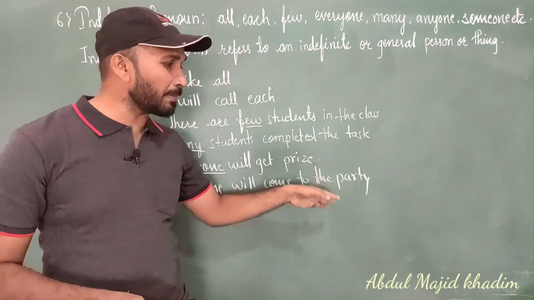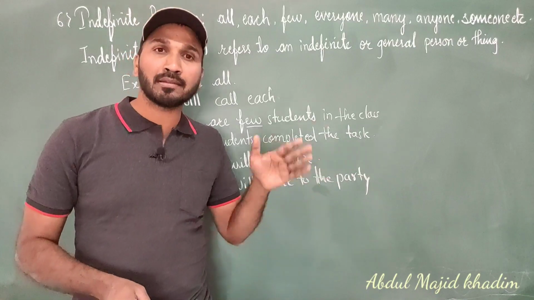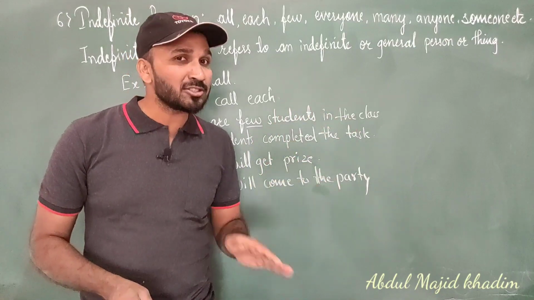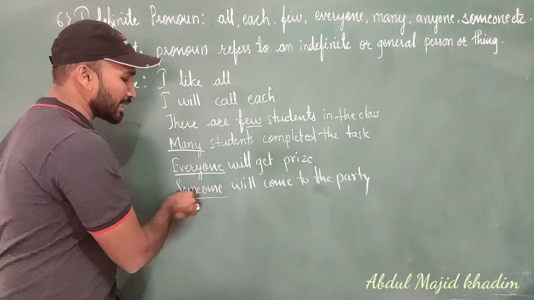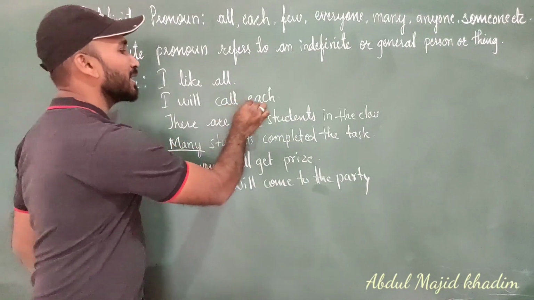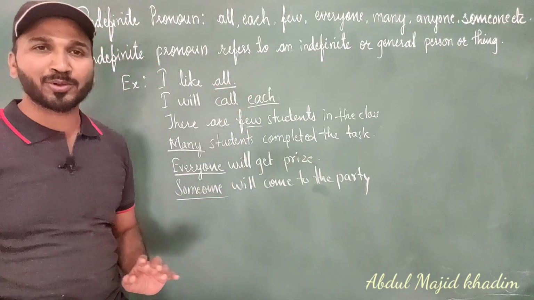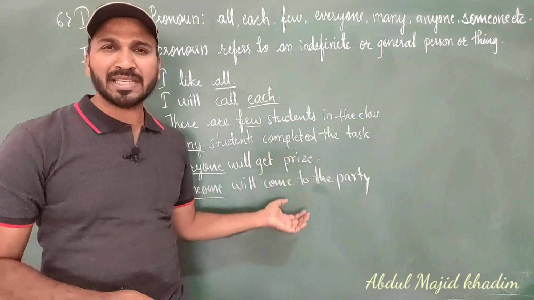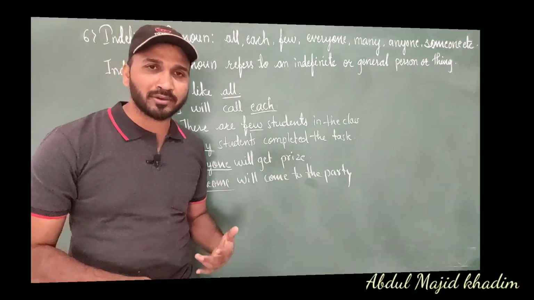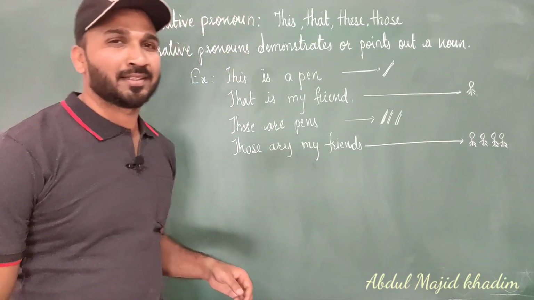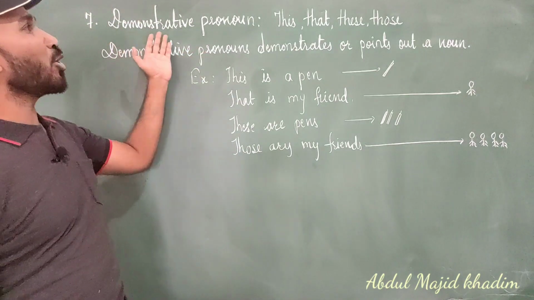Someone will come to the party. Someone means who? Whether Ram, whether Sham, who, it is not definite. So that's why someone is also an indefinite pronoun. So these are the indefinite pronouns which we have learned, and so many examples are there that you have to refer to. The seventh pronoun is the demonstrative pronoun.